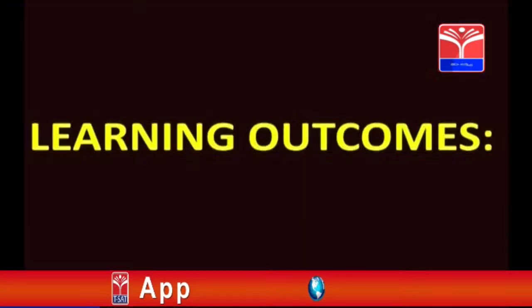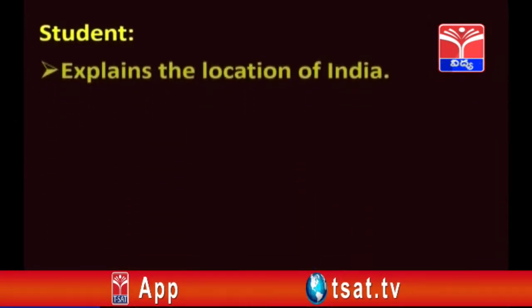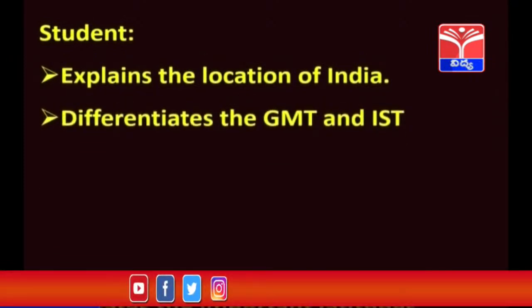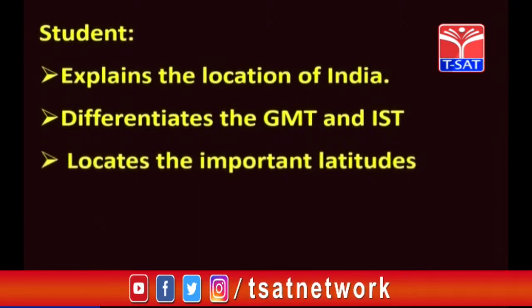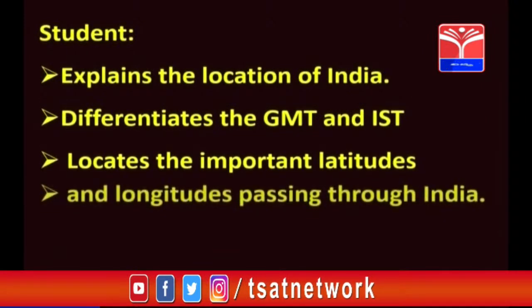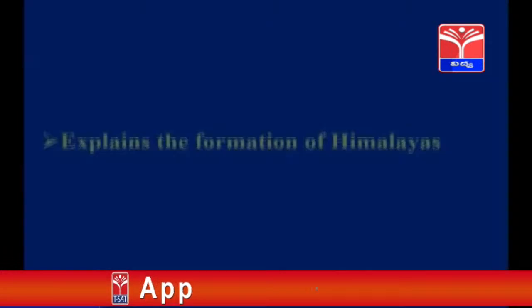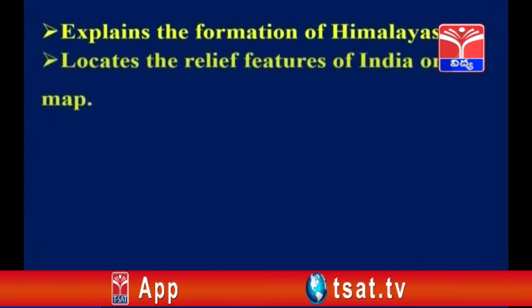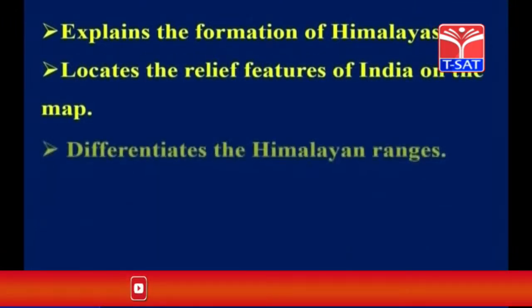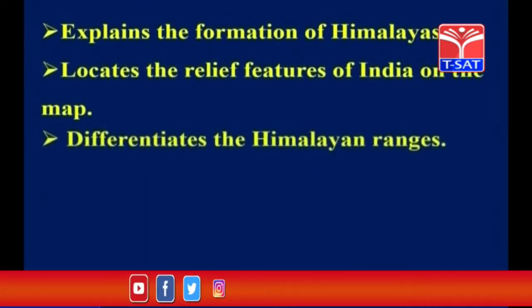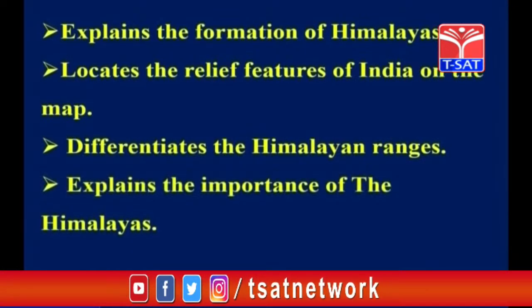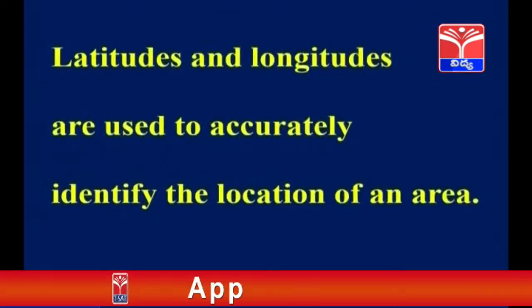The learning outcomes of this lesson: the student explains the location of India, differentiates the Greenwich Mean Time and Indian Standard Time, locates the important latitudes and longitudes passing through our country, explains the formation of the Himalayas, locates the relief features of India on a map, differentiates the Himalayan ranges, and explains the importance of the Himalayas.